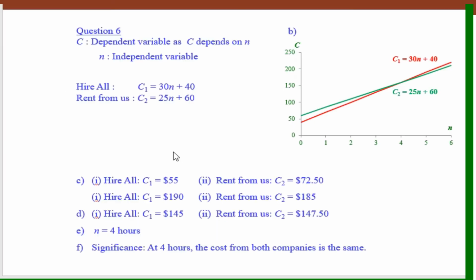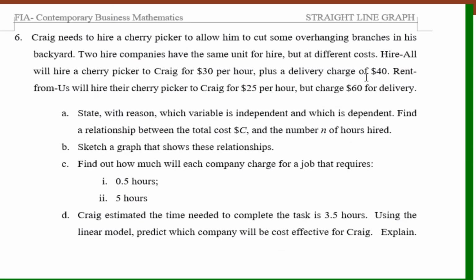Sketch a graph. One graph, two lines. If you look at this, the first one, Hire All, is C1, isn't it? The one in red. So 40, line go up. No need for scale, it's just a sketch. 60, line go up, Rent From Us. It will intersect because both your gradients are different. So it will intersect at some point.